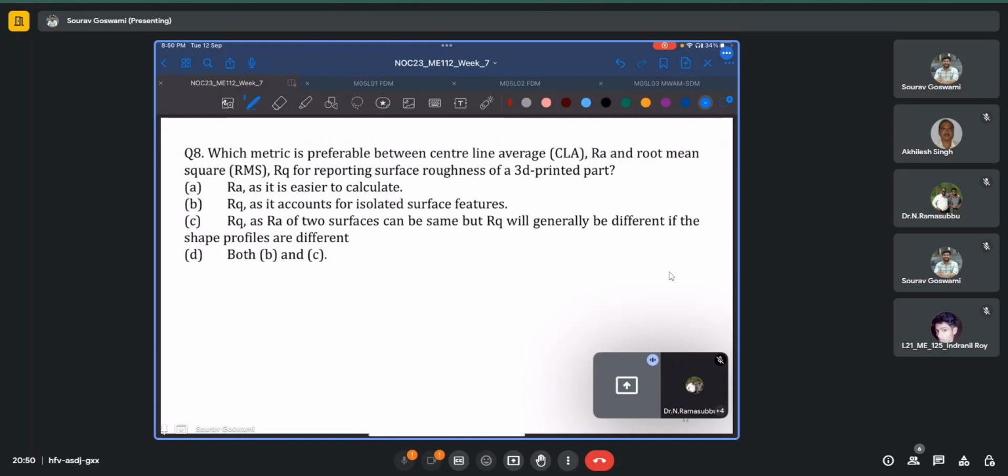Question 8 is asking us which metric is preferable between the centerline average, CLA, and the root mean square average, RQ, for reporting surface roughness of a 3D printed part.